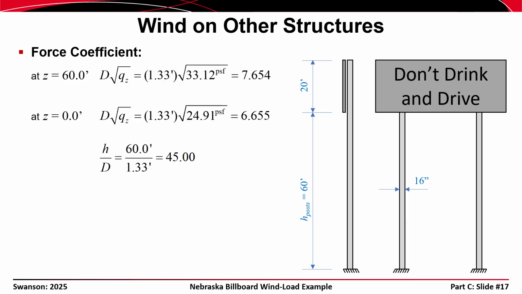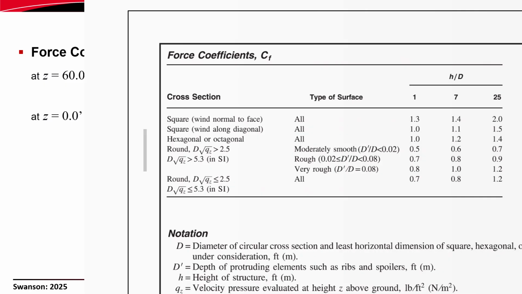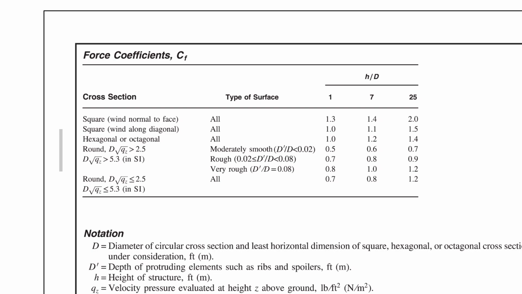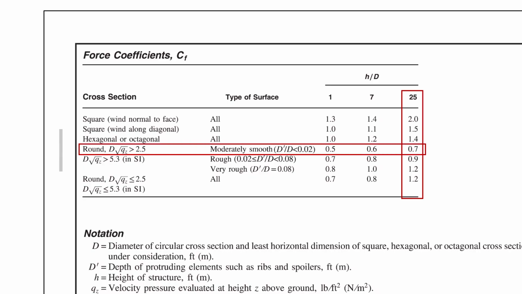Next, we can evaluate h over d, and taking the height h as 60 feet and the diameter d as 16 inches or 1.33 feet, we find that h over d is equal to 45. With that, we can return to figure 29.4-1, and using the column for h over d equals 25, along with the row corresponding to a moderately smooth, round cross-section, we can see that the force coefficient C sub f should be taken as 0.7.